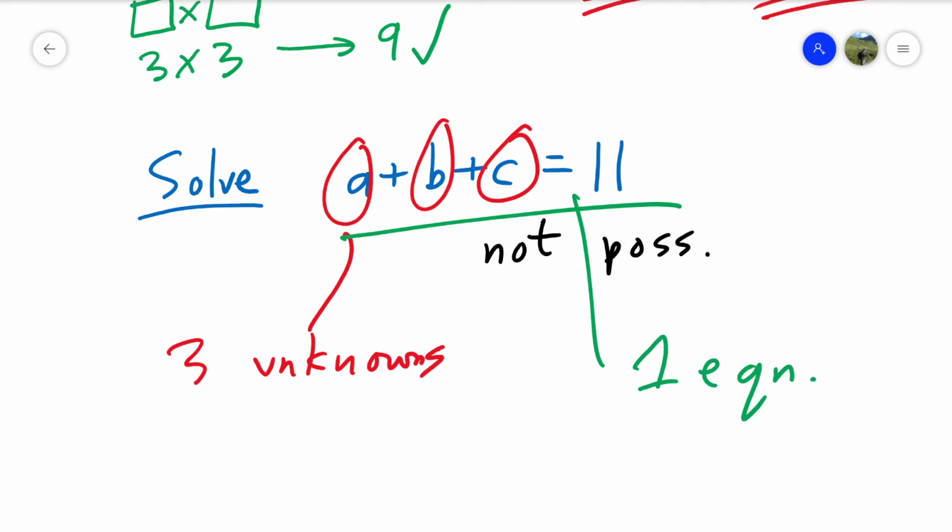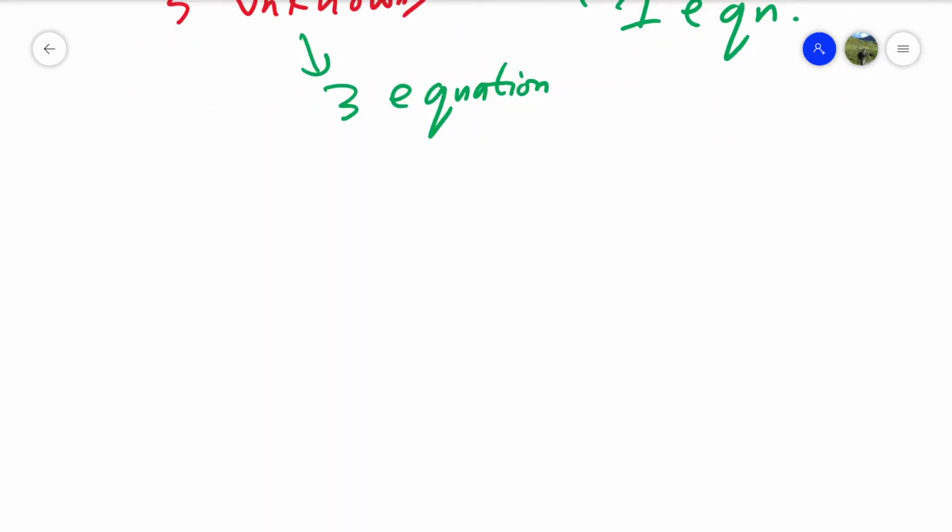Therefore, with only one equation and 3 unknowns, it's impossible. To solve 3 unknowns, you need 3 equations. In general terms and conditions apply. Okay, next question. Remember, that was not possible. I'm going to give you another one.